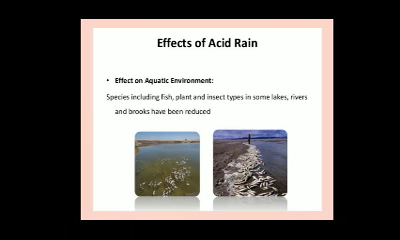Formation of acid rain: rainwater mixed with HNO2, HNO3, H2SO3 and H2SO4, when the pH value is less than 5.6, is called acid rain.